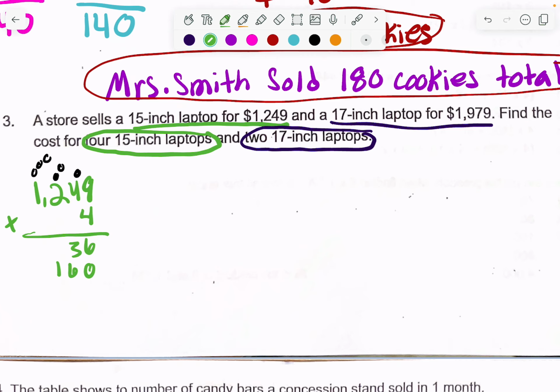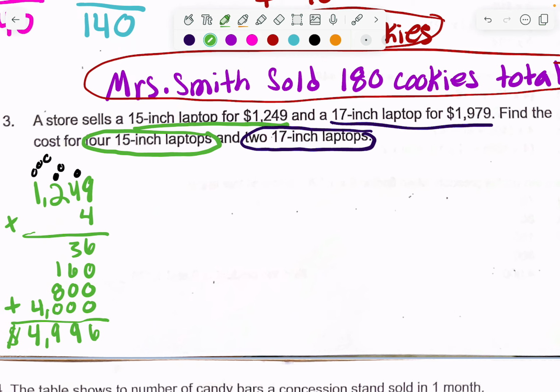And now we know that 4 times 2 is 8, of course. 8, and then we're adding our 2 zeros. Lastly, 4 times 1 is 4,000. Making sure my place values are lined up. 6 plus zeros is 6. 3 plus 6 is 9. 1 plus 8 is 9. And 4 plus nothing is 4,000. So I know how much it costs for 4 15-inch laptops now.